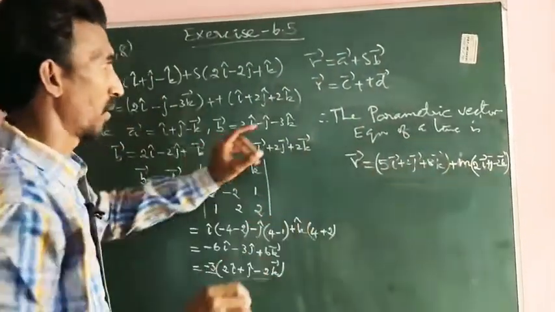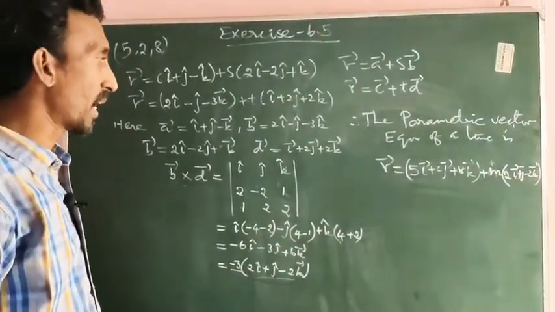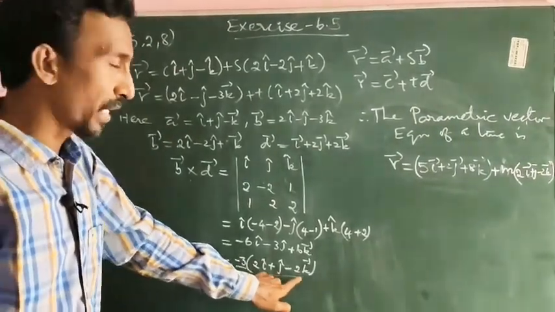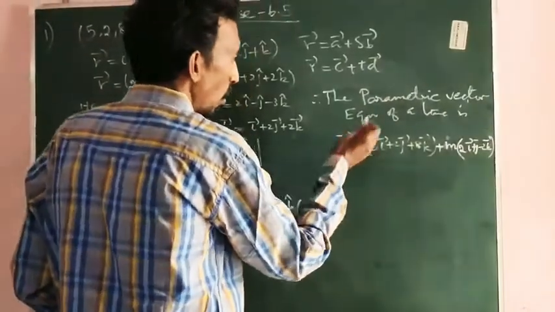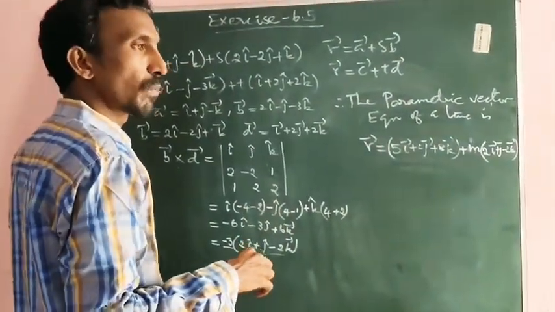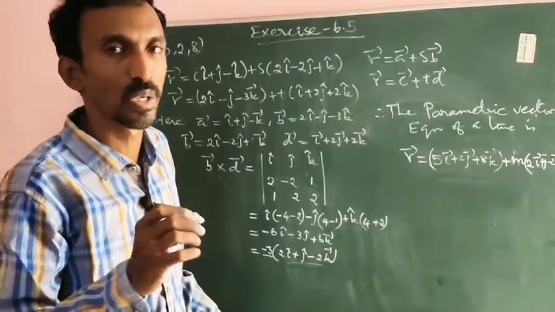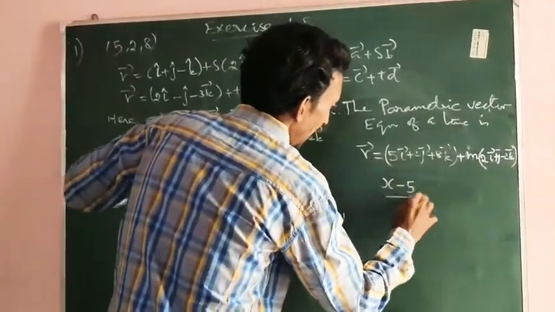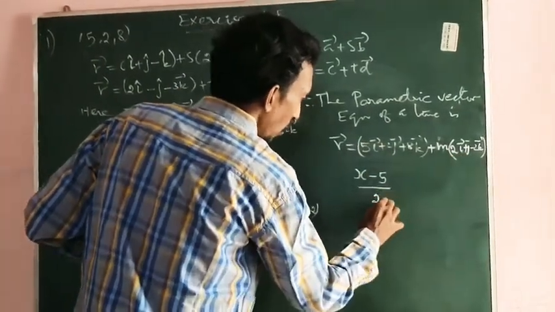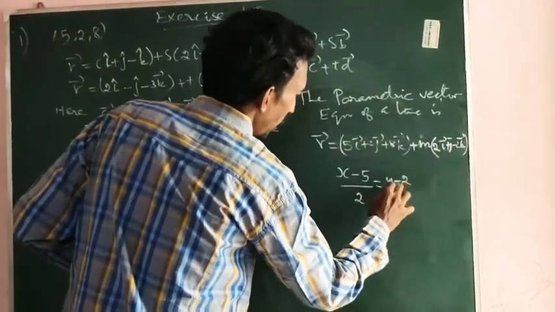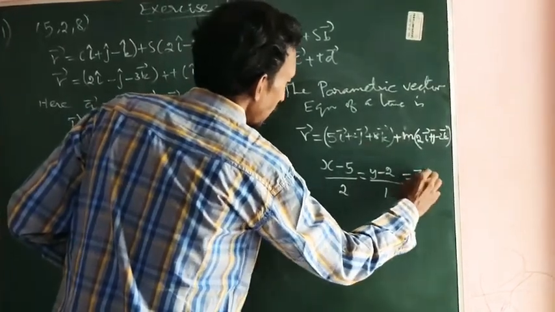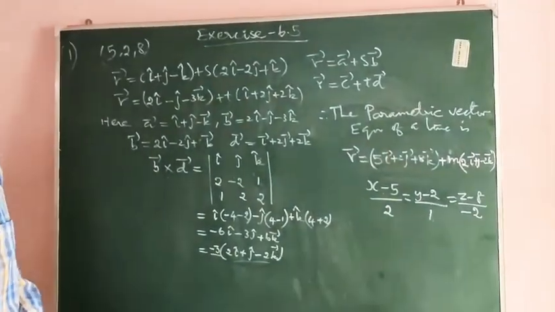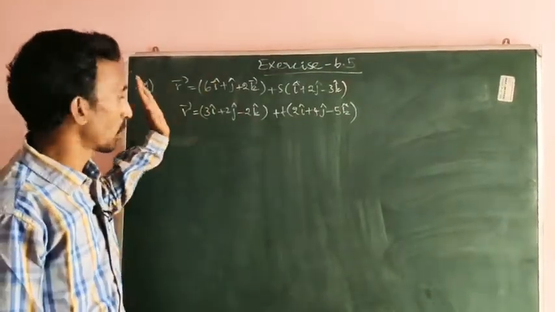So first one is over, the parametric vector form. Second, the Cartesian form. So it is x1, y1, z1 and 2, 1, minus 2 is b1, b2, b3. The Cartesian form is (x minus x1) by b1 equal to (y minus y1) by b2 equal to (z minus z1) by b3. So (x minus 5) by 2 equal to (y minus 2) by 1 equal to (z minus 8) by minus 2. That's all. Student, now exercise 6.5, question number 2.